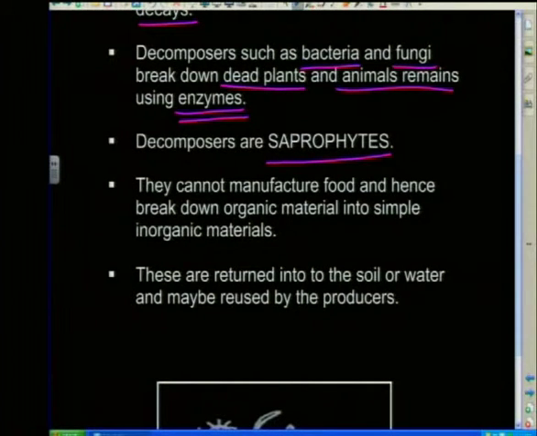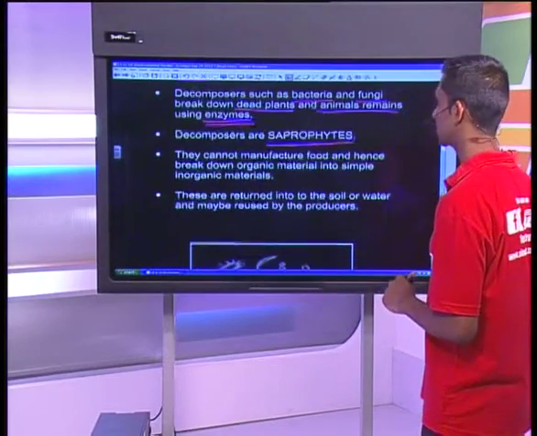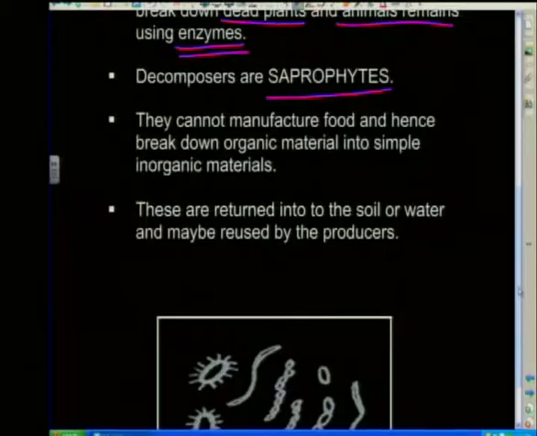So essentially, a fungus would be a saprophyte. These organisms, saprophytes, are not able to manufacture their food, and they rely on organic material for their nutrition. And they break it down into simple inorganic materials that then return back into the soil.